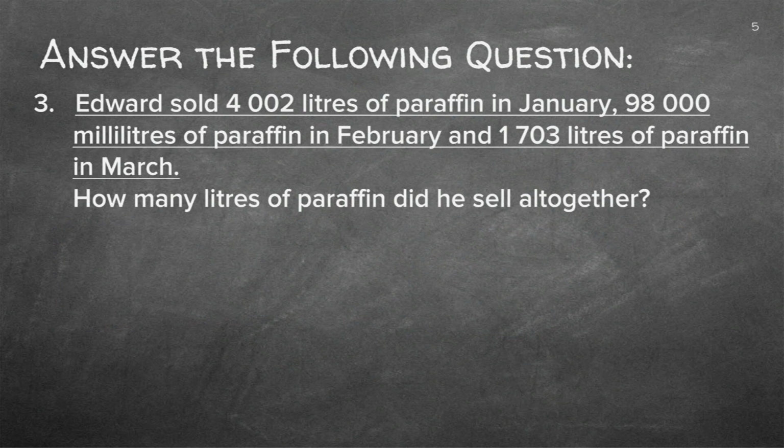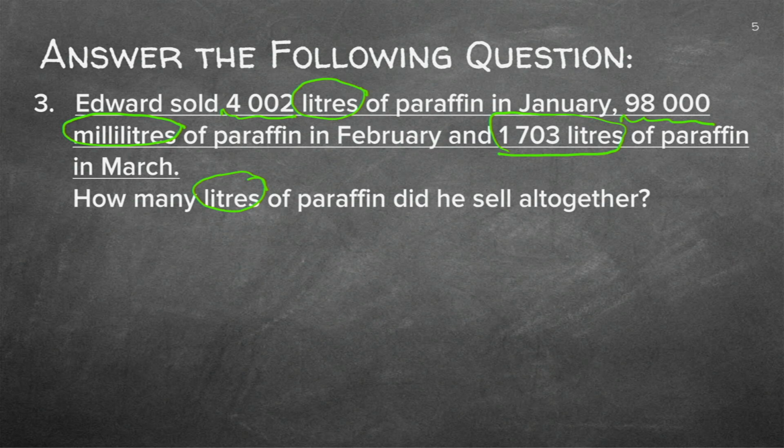And when we look at number 3, Edward sold 4,002 liters of paraffin in January. 98,000 milliliters. Now I see I've got milliliters there and liters there. And that is the total amount of paraffin in February. And 1,703 liters of paraffin in March. Now the question is, how many liters of paraffin did he sell altogether?